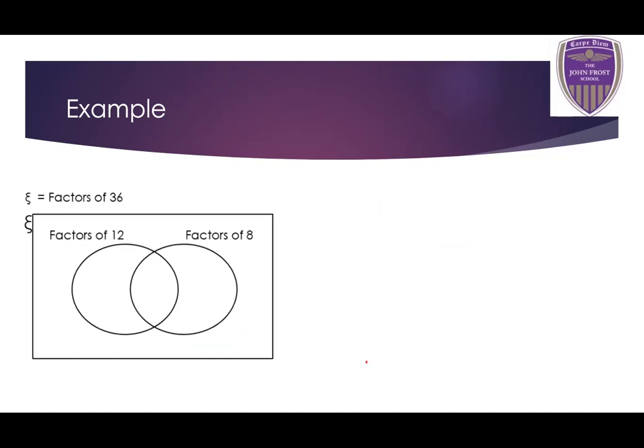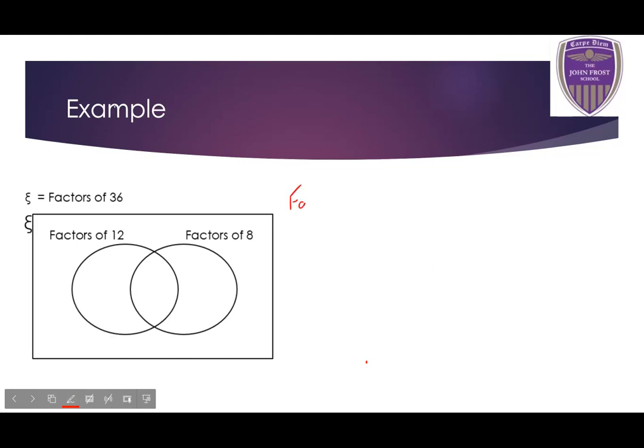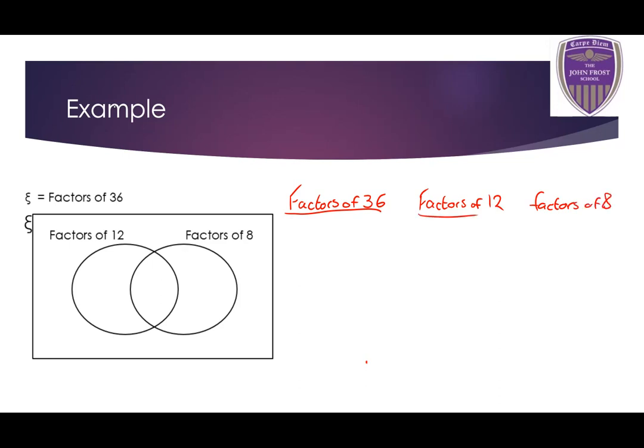So now we've got factors of 36 and factors of 12, okay? So the whole Venn diagram is going to include factors of 36. So all these numbers will need to be included at some point. We're then going to consider factors of 12 and factors of 8. Okay, so what numbers can I multiply to get 36? Well, I could do 1 times 36. I could do 2 times 18.